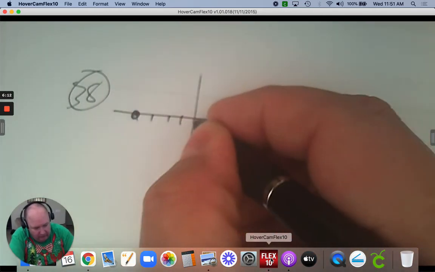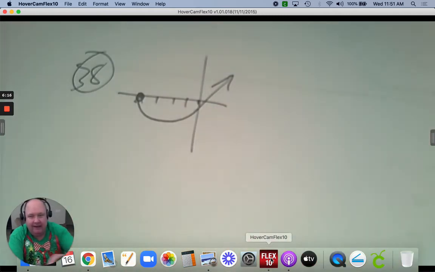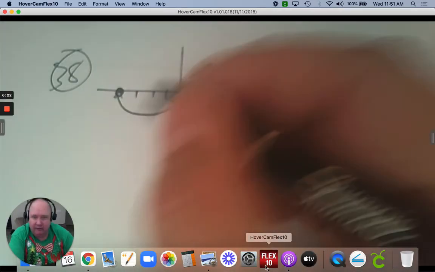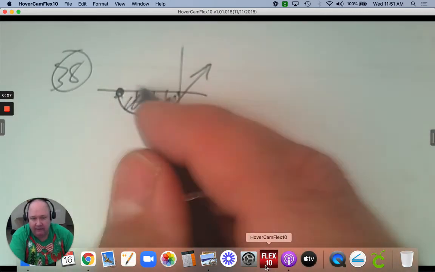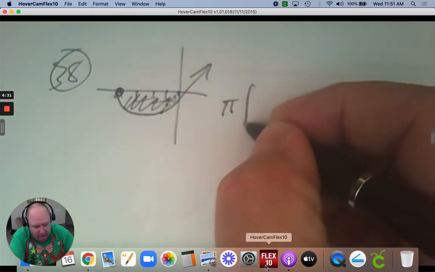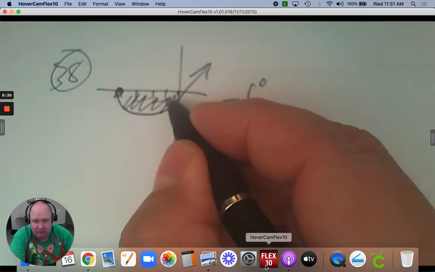So negative 4, and then there's a curve, right? So if I take that, again, where am I revolving around? I'm revolving it around the x-axis. So if you're revolving, it's a circle. This area is hugging or touching the x-axis all the way through. This is a disk. So it's an integration question that's a circle. So we're integrating from negative 4 to 0.